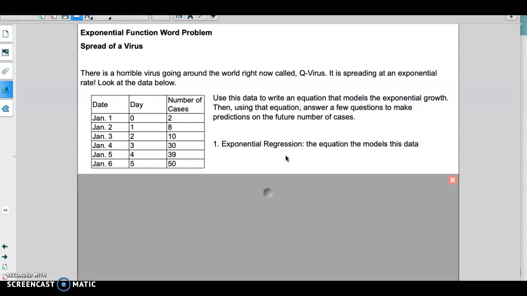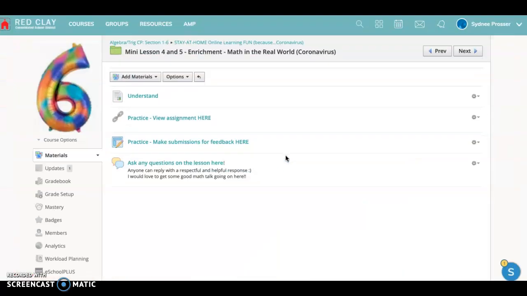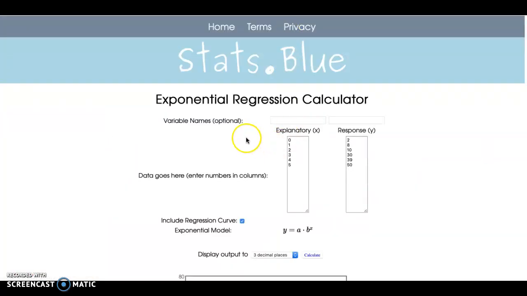So you're going to use a website, and the website is linked to the practice, but this is what it looks like. And you can type in just the X and Y for your data, right? The number of day, that's the X value, and the number of cases, that is the Y value. I just went through and typed in the information in the table: 0, 1, 2, 3, 4, 5. And then the number of cases: 2, 8, 10, 30, 39, and 50. And we can round to 3 decimal places.